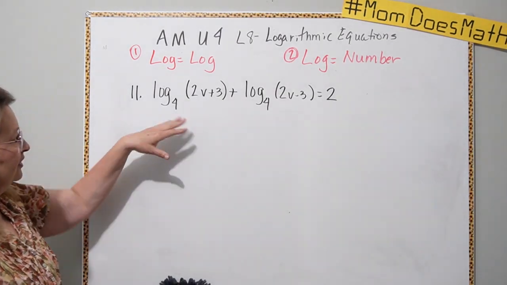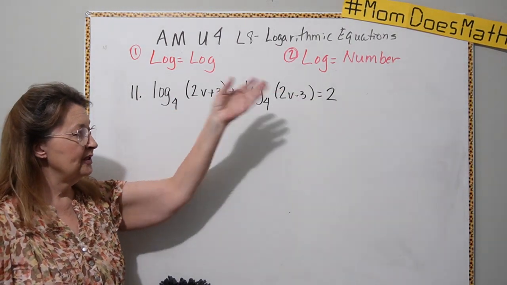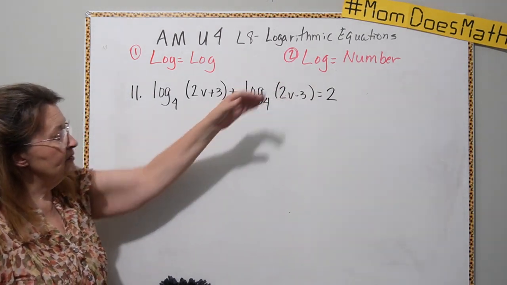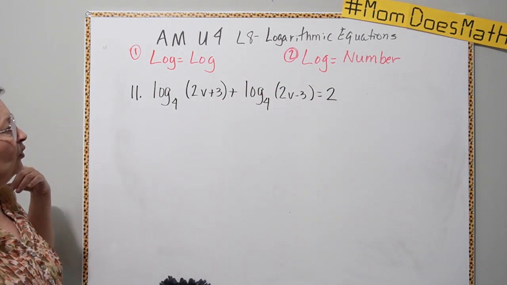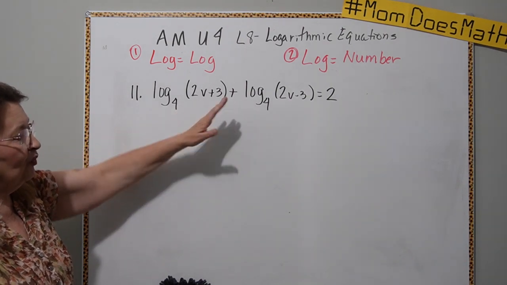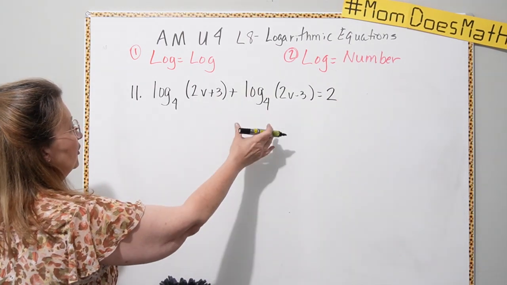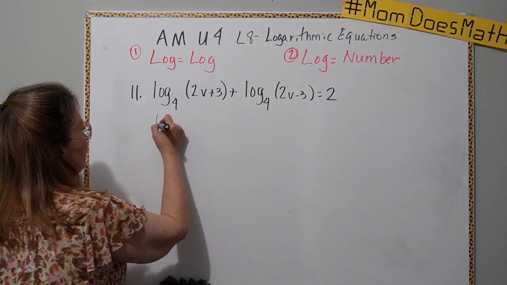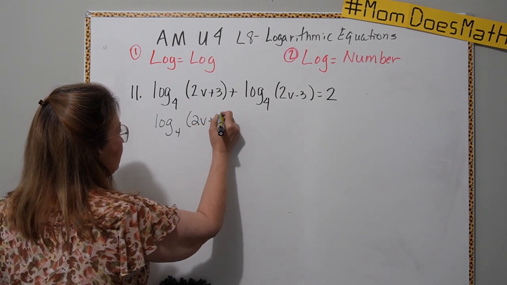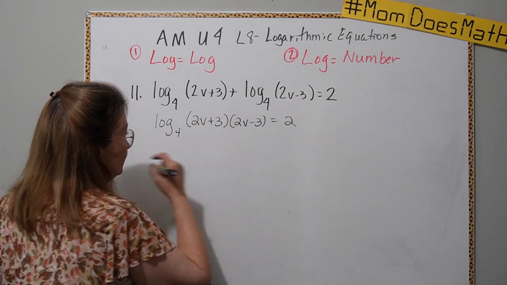Okay, so number 11 here, we've got log base 4 of 2v plus 3, plus log base 4 of 2v minus 3 is equal to 2. Before we see that we do have a type 2, it's a log to a number, and before we can isolate our logarithm, we've got to combine it. We need it into 1. So this is a plus sign. I am going to use the product property. So I'm going to go to log base 4 of 2v plus 3 times 2v minus 3 equals 2.